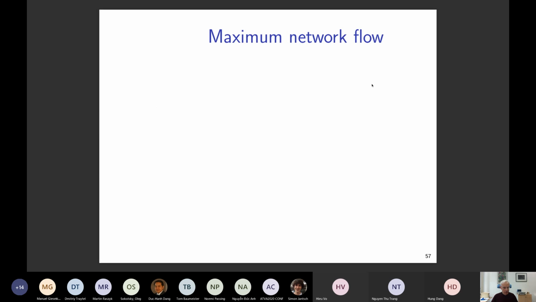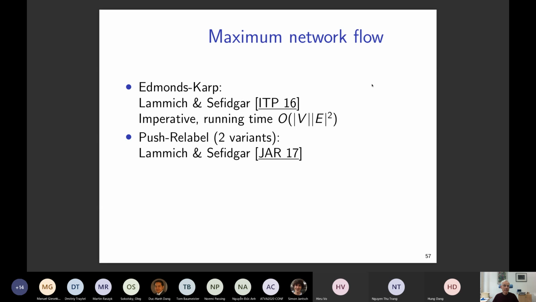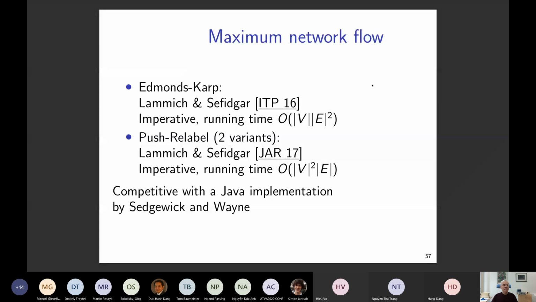Maximum network flow is not so popular. We're getting into more complicated algorithms now. And here, only recently, the Edmonds-Karp algorithm was verified, including the running time, and also later some refined variants of push relabel algorithms. This is really not something for everyone. I mean, it's quite complicated. And what is nice is that even these algorithms verified in a theorem prover were competitive with Java implementations by other people. Of course, these are not highly optimized C++ implementations. The one here by Cedric and Wayne comes from their textbook, but still it's not a complete toy.